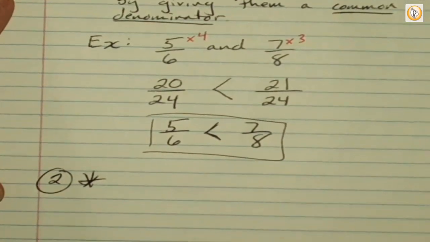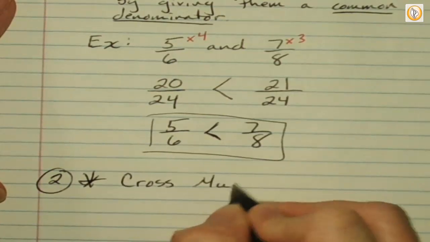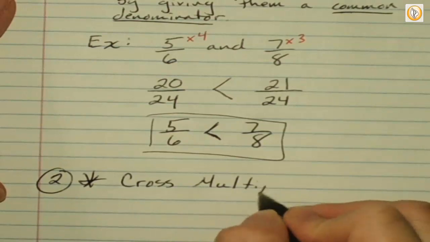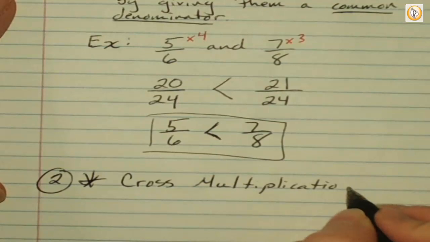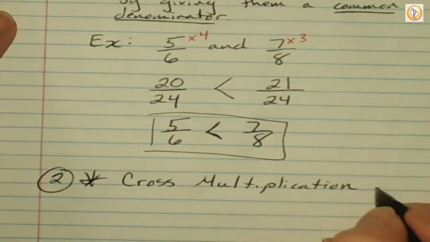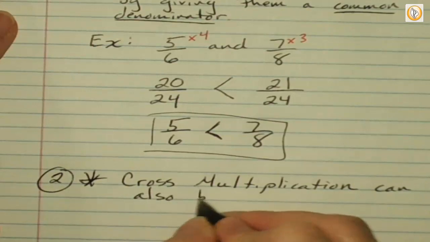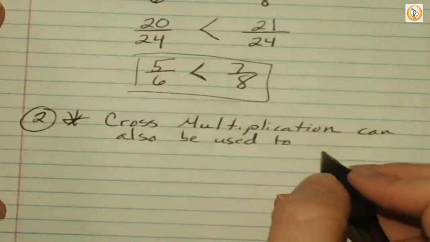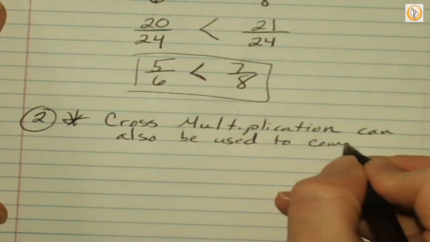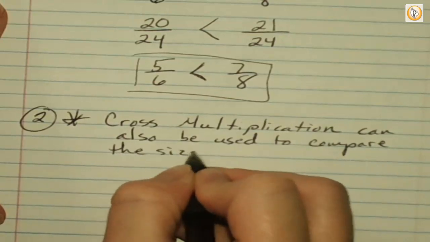The other method, which I don't know why, it's just my favorite, cross multiplication. Cross multiplication can also be used to compare the size of fractions.